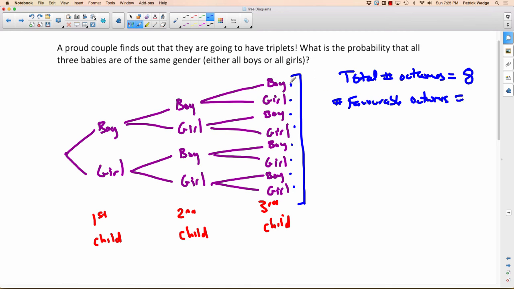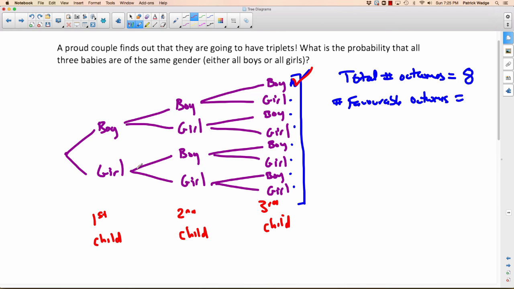Okay, well, let's look at this first dot here. What happened here? We had a boy, and a boy. Hey, that's good. That's a favorable outcome. They're all boys. How about the next one? Boy, boy, girl. No. Next one. Boy, girl, boy. No. Next one. Boy, girl, girl. No. Next one. Girl, boy, boy. No. Next one. Girl, boy, girl. Nope. Next one. Girl, girl, boy.